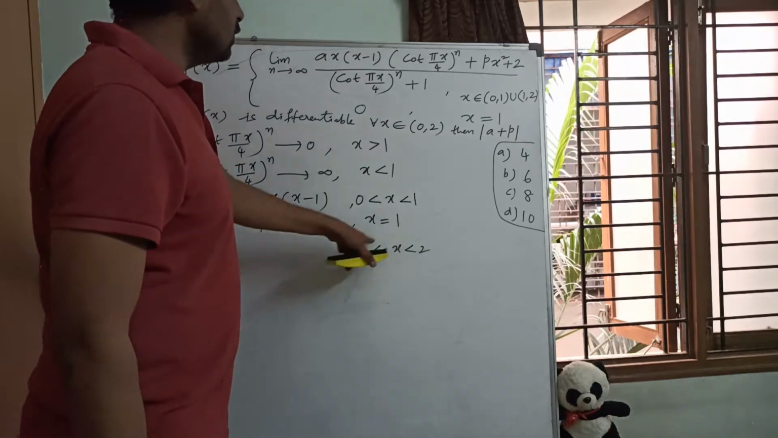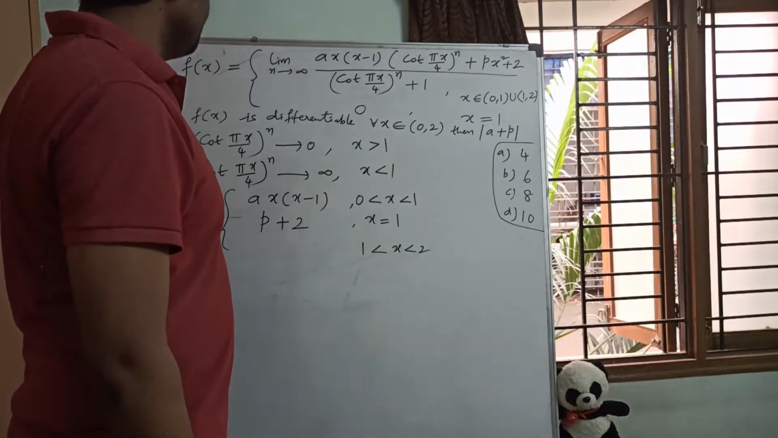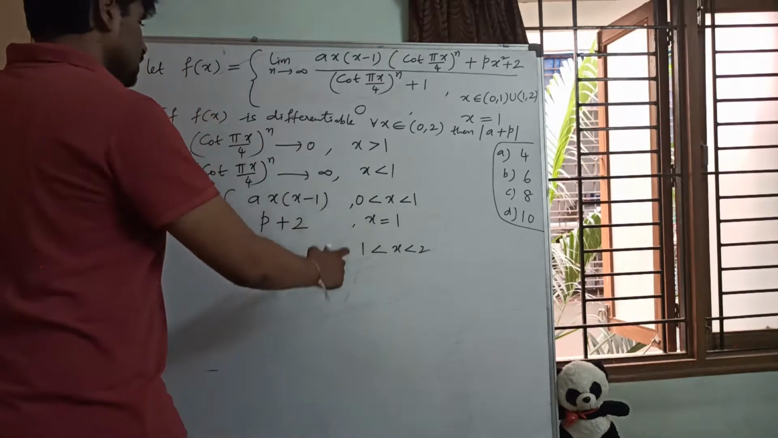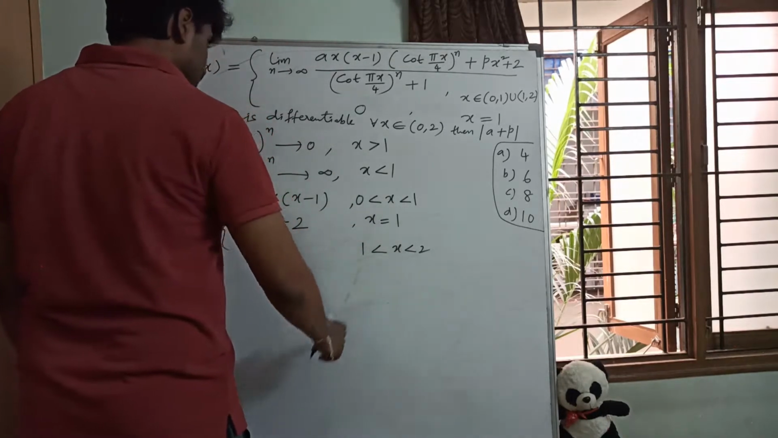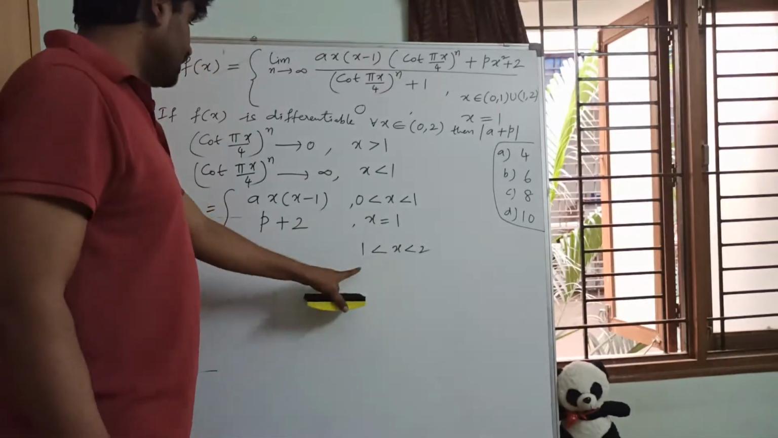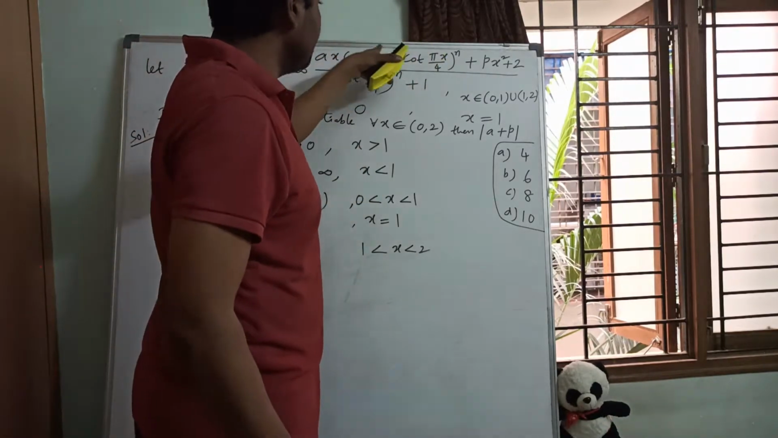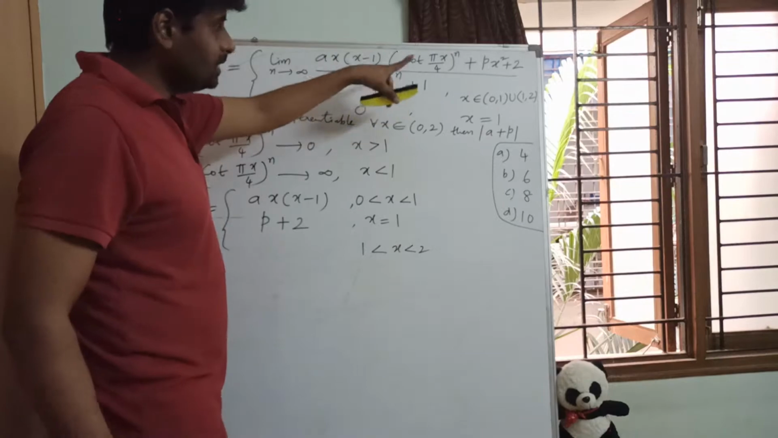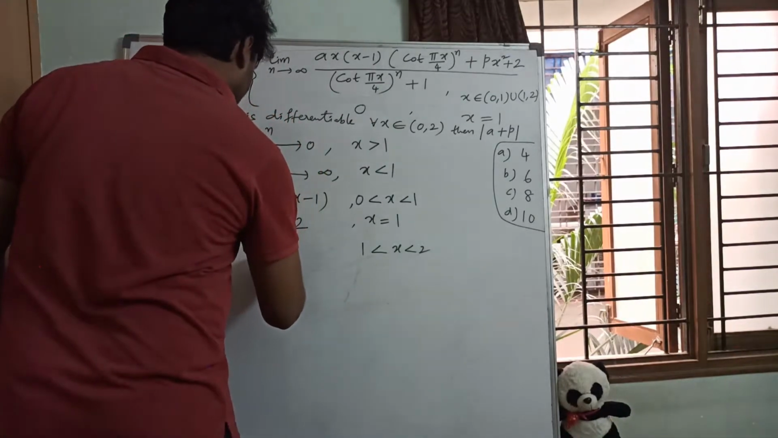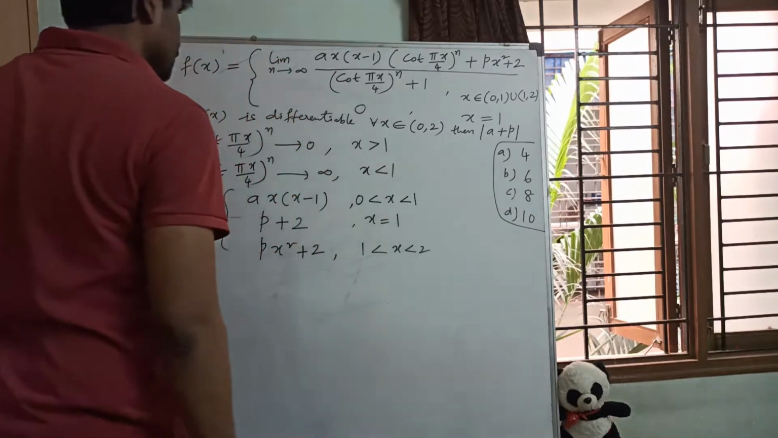Okay, when you substitute 1 there. So whenever you substitute x equal to 1 directly. Now for 1 less than x less than 2, the expression changes. So the first term will become 0, both numerator and denominator. Then what will be left? Px square plus 2.